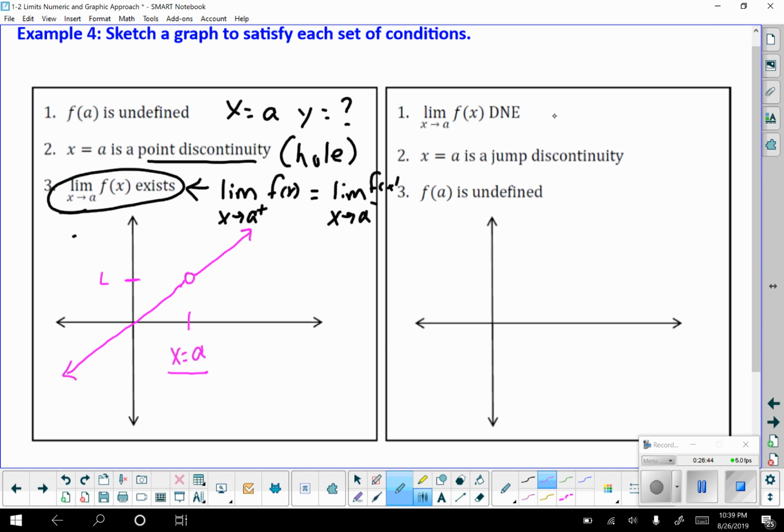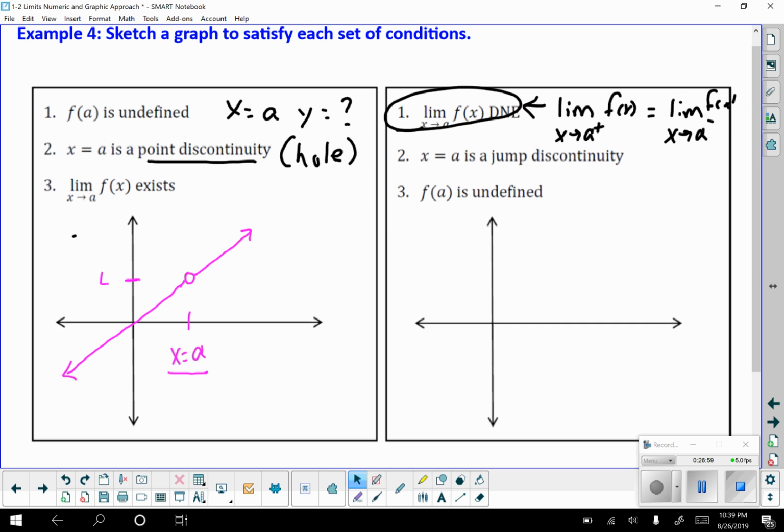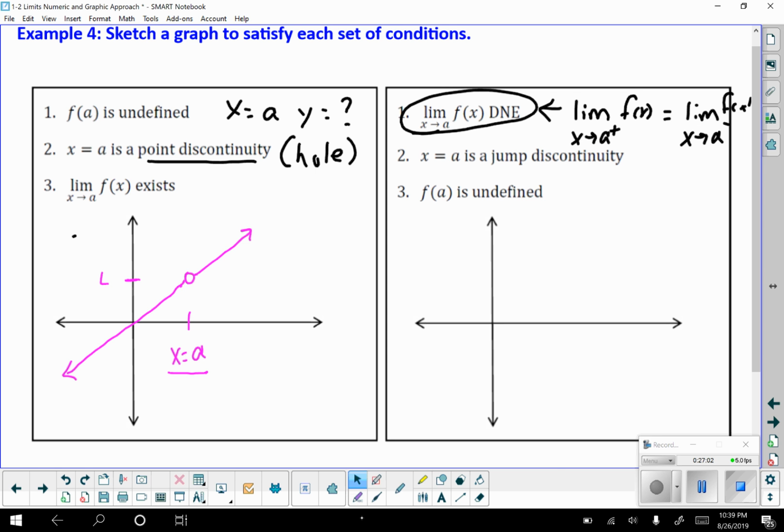Let's look at the second example here. The limit as x approaches a of f of x does not exist. Okay, then I can take this information here and pull this over. Okay, the only thing I've got to do is say, hey, the limit from the right side doesn't equal the limit from the left side of a. It has a jump discontinuity. I know how to do that. And f of a is undefined.